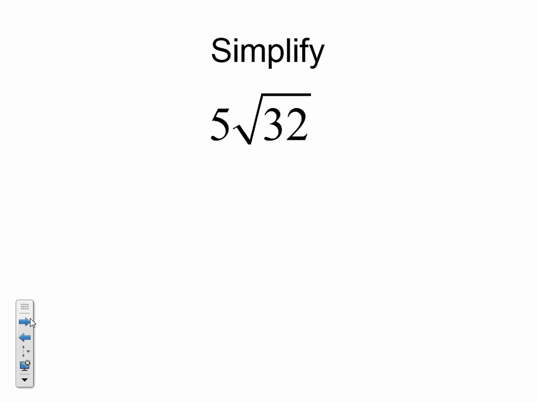And last but not least, your last example. So we need to simplify 5 square roots of 32. So if we take a look at 5 square roots of 32, the thing you want to focus on is this radical here, and we're going to break it apart first.